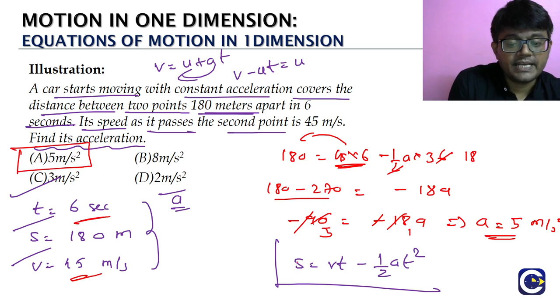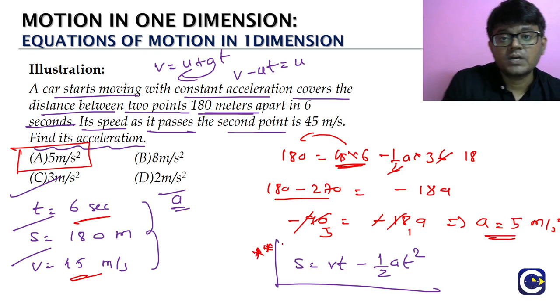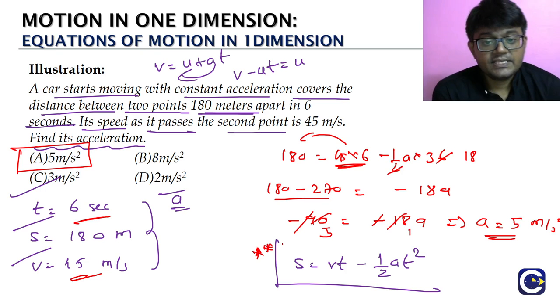So in this question, we looked at this result: the displacement equation in terms of the final velocity, acceleration and time. S is equal to Vt minus half at square.